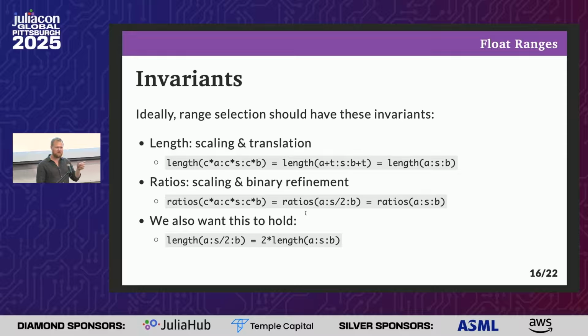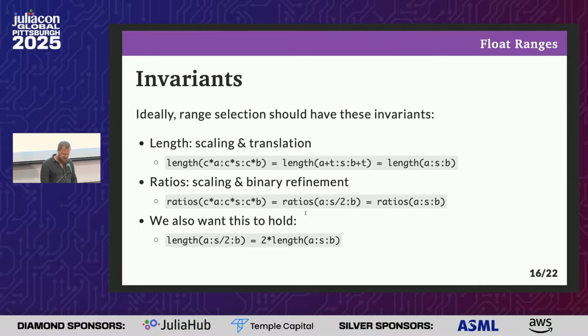Now the ratios, what I mean by ratios is those grid ratios. If you return the tuple of grid ratios of your interpretation of a range, the grid ratios shouldn't change when you scale or do binary refinement. In particular, the grid ratios don't include the length. So when you do binary refinement, of course, it changes the length. And here's the relationship we want for the length: if you cut the step in half, it should double the length of the range.